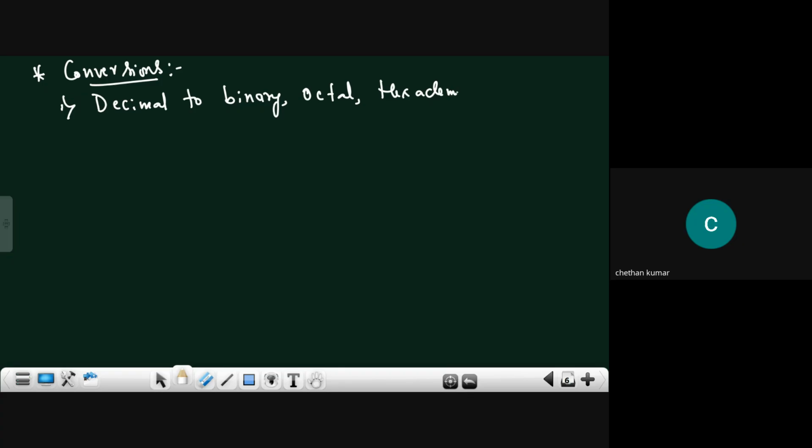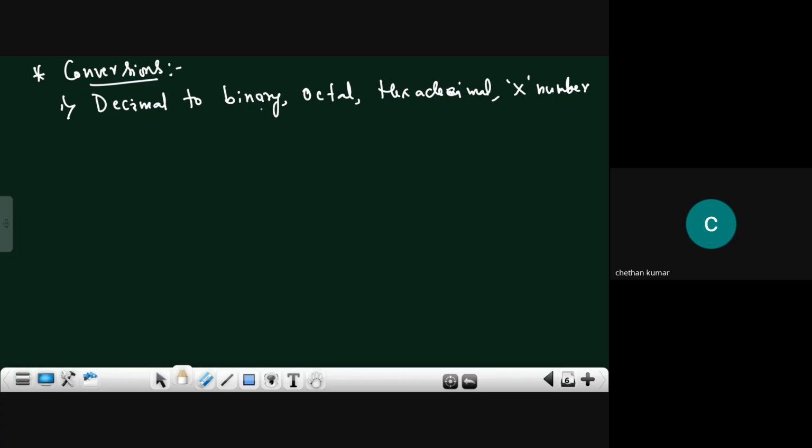So now let us discuss conversions. The first conversion is, let's say, decimal to binary. What other conversions can you do? Decimal to octal, decimal to hexadecimal, or decimal to some X number system. Correct? So what is the logic? How can you convert decimal to binary?